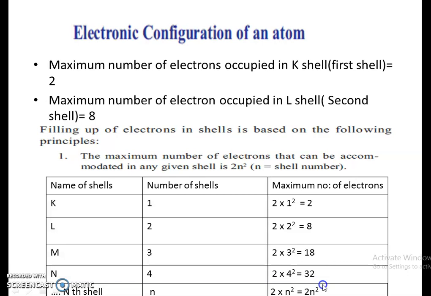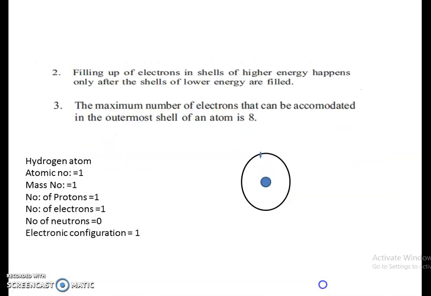So which is followed by the formula 2n square. The filling up of electrons in a shell of higher energy happens only after shells of lower energy are filled. So first we should fill the lower energy level, and it goes in an ascending way. First we should fill the shell which is near to the nucleus, which has the least energy, then the second shell, then the third shell.